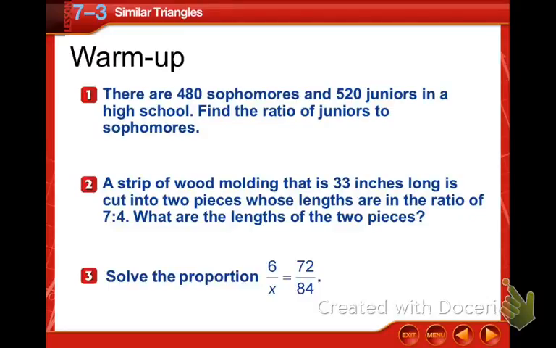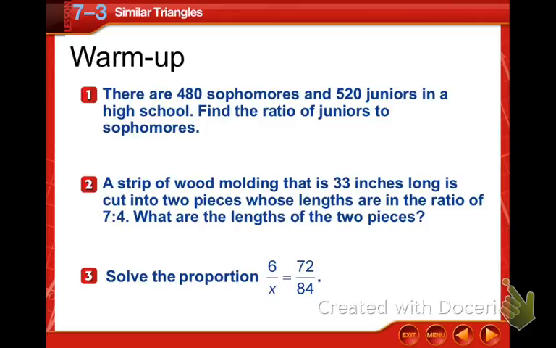Alright, so today we're going to look at similar triangles and the way we can tell triangles are similar. So, first off, our warm-up: make some ratios and solve some proportions. Number one, there are 480 sophomores and 520 juniors in a high school. We want to find the ratio of juniors to sophomores.